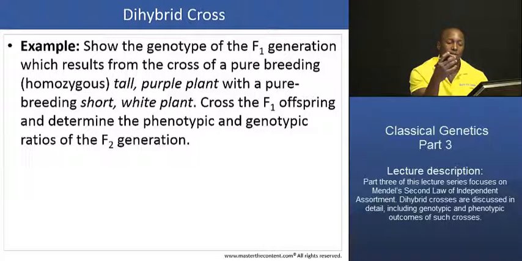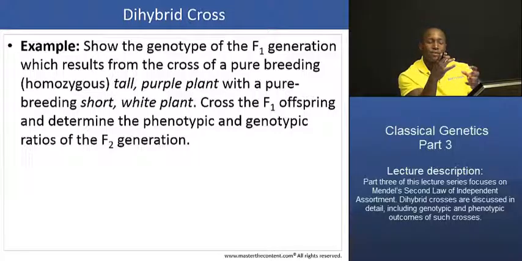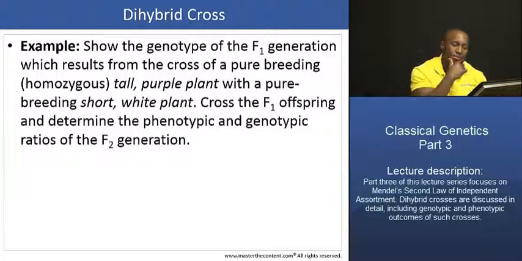So what I want us to do next is move on and actually do one more example involving a dihybrid cross, so we can very firmly solidify our understanding of this pattern of inheritance. The example on the screen requires us to show the genotype of the F1, the first filial generation, which results from the cross of a pure breeding tall purple plant with a pure breeding short white plant. Cross the F1 offspring and determine the phenotypic and genotypic ratios of the F2 generation.